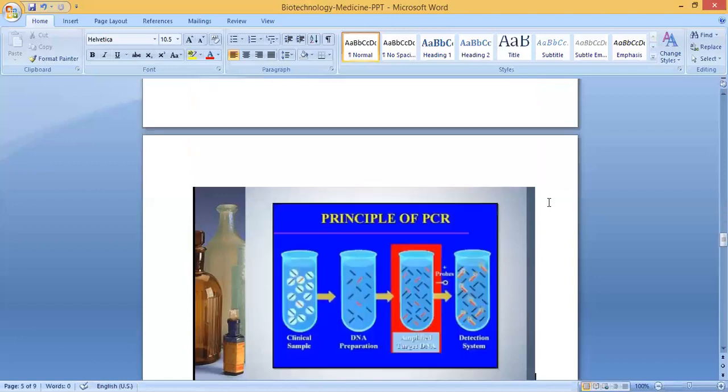Clear? The next, what is the principle of PCR? You can see here. First is the clinical sample. Second, DNA preparation. Third, amplified target DNA plus probes. It gives the detection system. So that is the principle of PCR, polymerase chain reaction.